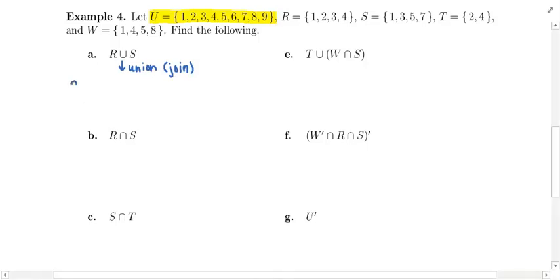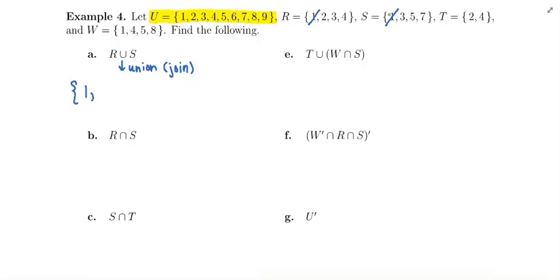So let's write our new set. You're going to have to use your curly braces. I'm going to start with R. R has a 1, so I'm going to write that down. Notice S also has a 1. I don't need to write it twice. Don't get in the habit of duplicating elements. It appears in both sets, but we only need to write it down one time.